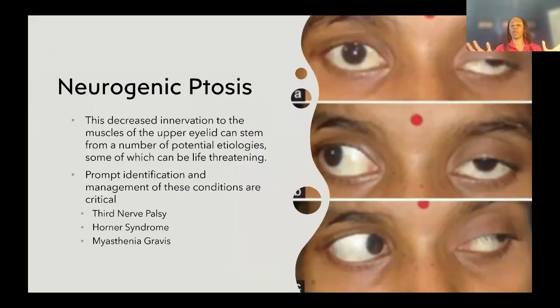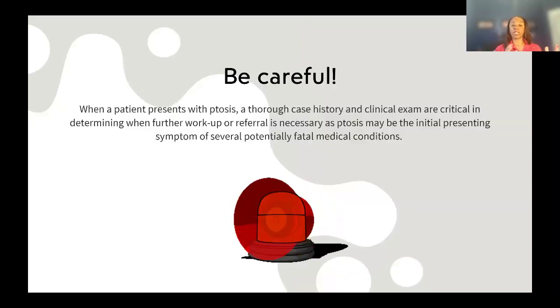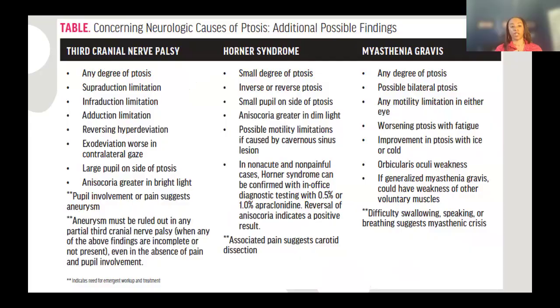This is the one that we all are scared about. So neurogenic ptosis. These can be the first sign of a life-threatening issue. So we need to make sure that we're not disregarding these. I know none of us would, but I do want to review these a little bit. So third nerve palsy, Horner syndrome, and then myasthenia gravis. All three of these present with the ptosis, with other things as well. But the ptosis is the thing that the patient typically will report. And we just have to be careful. We don't want to disregard these. Some of these can be associated with fatal medical conditions. So let's go through them.